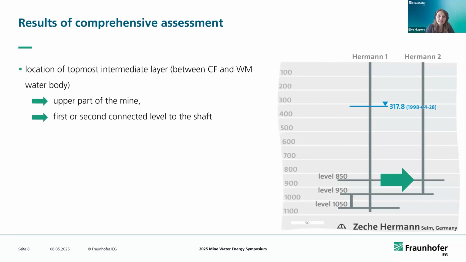Furthermore, it's important that the location of the stratification is usually at the topmost intermediate layer, so between the cold freshwater and the warm mineralized water body, and it's usually in the upper part of the mine. So at the first or at the second connected level to the shaft, like you can see it here at this former coal mine in Germany.